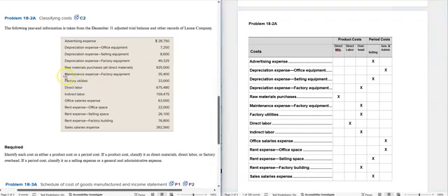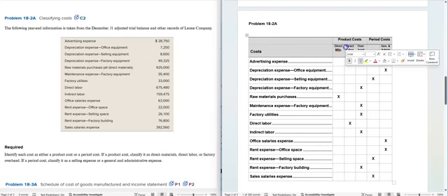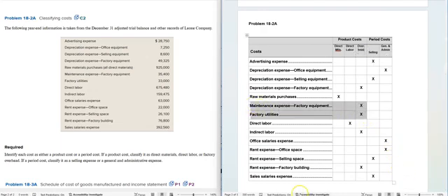It's the same thing with factory utilities. We cannot make the products without having electricity in the factory, but those costs are not a direct material or a direct labor cost. They are indirectly a cost of making the product. So these indirect costs are what we call overhead cost.